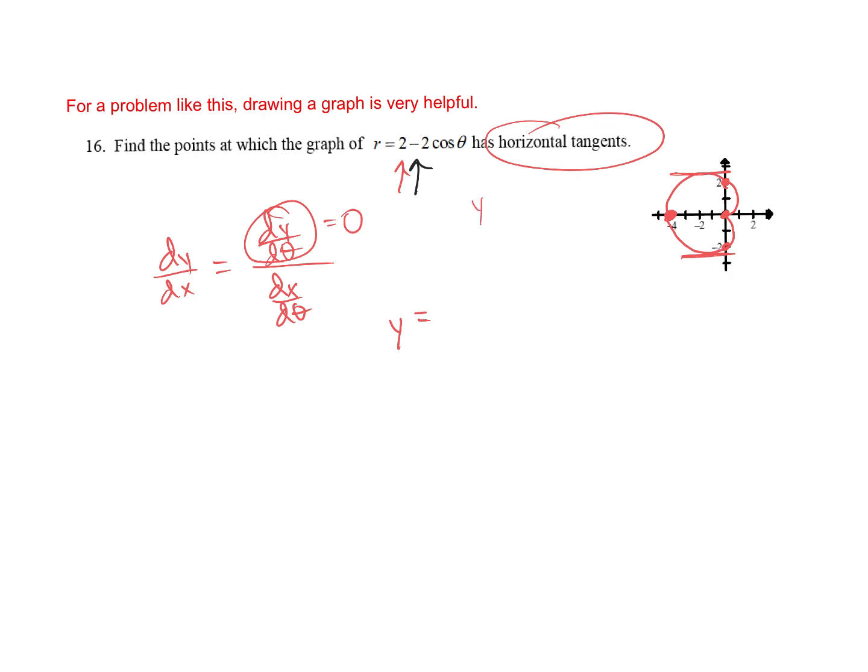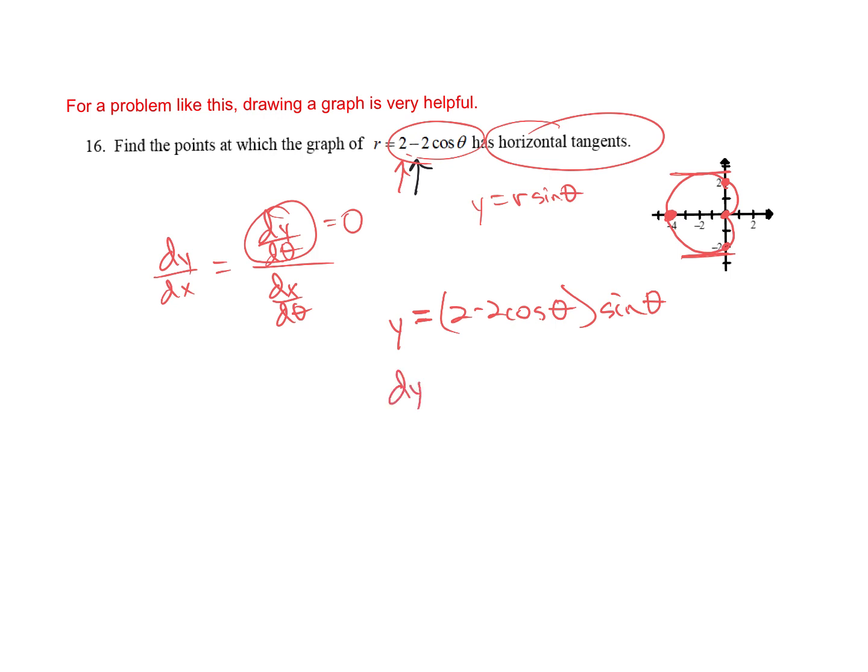Remember what's y? Y is equal to r times which one? Sine of theta, right? So remember, here's r. So what do I write down here? R is equal to, I keep saying r. Y is equal to what? 2 minus 2 cosine theta multiplied by sine of theta. I don't even need to do the dx d theta on this problem, okay? Just the dy d theta.